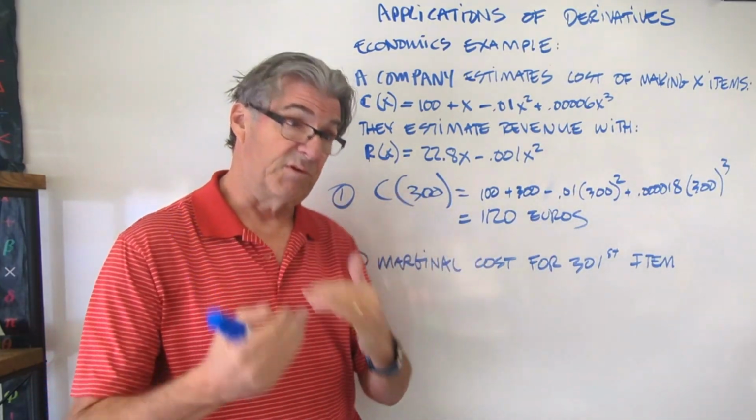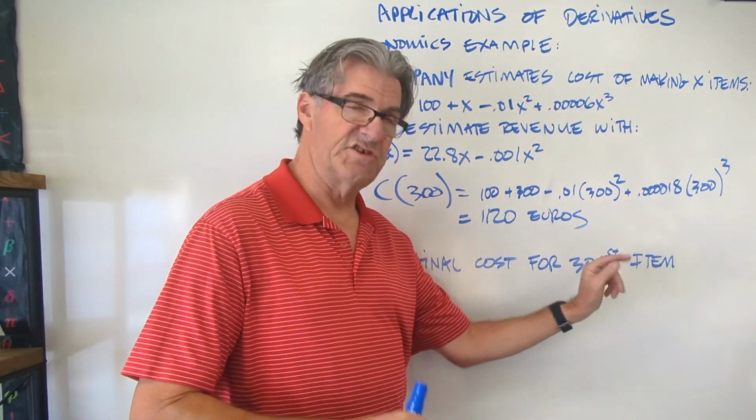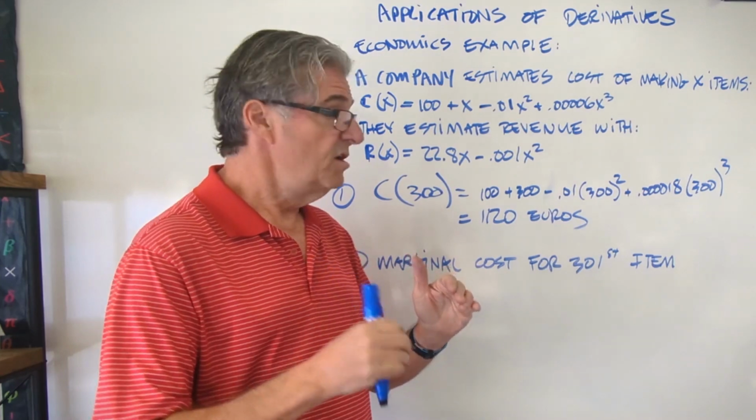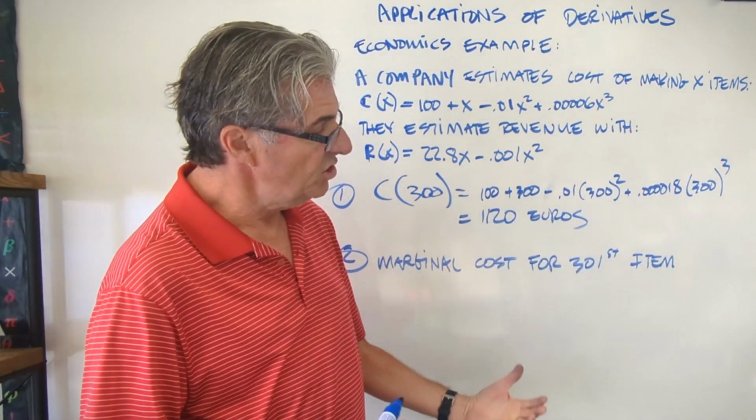So, next prompt. Find the marginal cost for the 301st item. So we want to know how much it costs to make that one more item. So take a look.